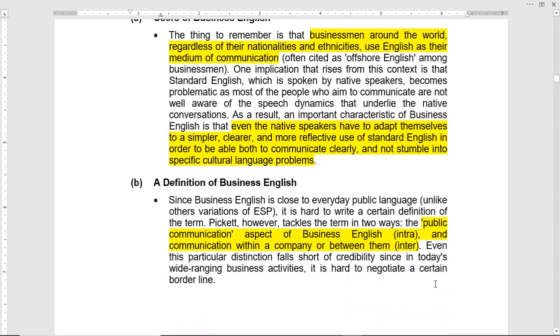So, defining business English, one theorist, Pickett, tackles the term in two ways: the public communication aspect of business English, and communication within a company or between companies, intra and inter, within and outside.